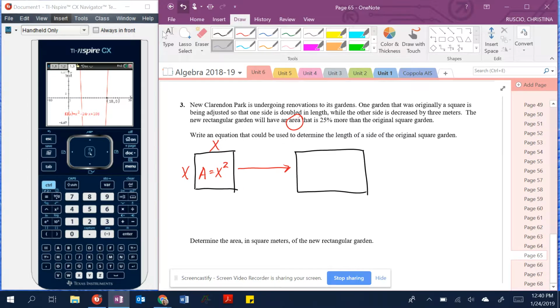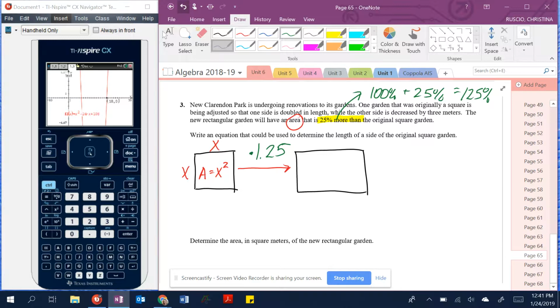Okay, and it said the new rectangular garden is going to have an area that's 25% more than the original square garden. 25% more than, aren't we comparing that to 100%? Aren't we doing 100% plus 25%, which is really 125%? Holy cow, that is multiplied by 1.25. This is like exponential functions coming back at us in a weird way. All right, hold the phone. Let's rewind, because now I've done nothing with my rectangular garden.